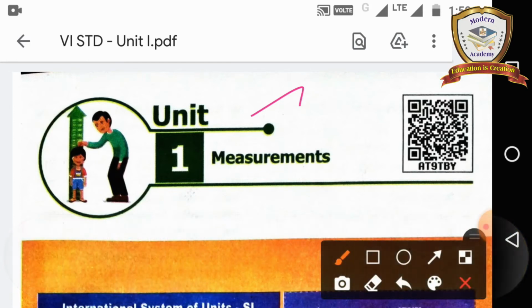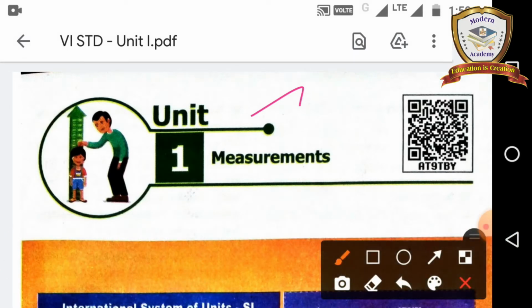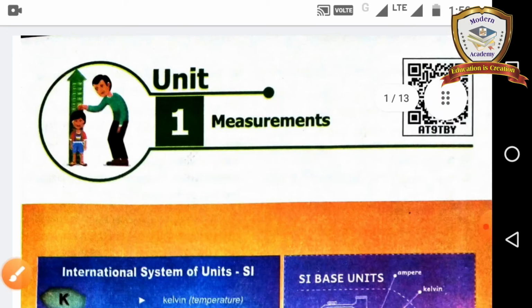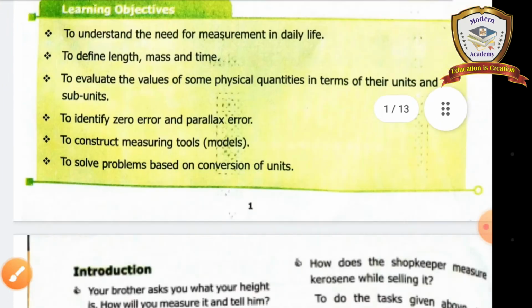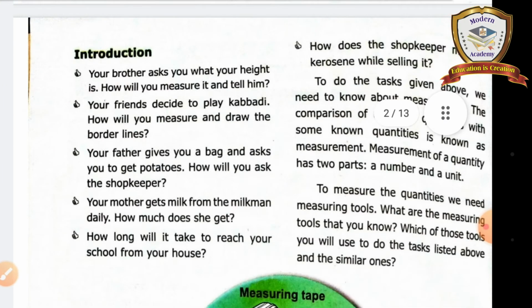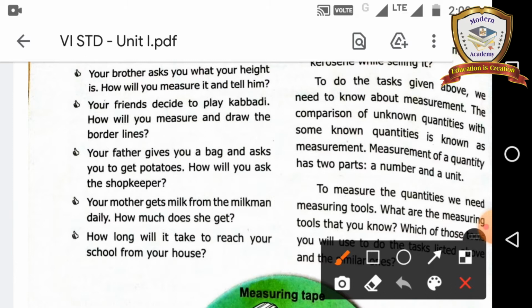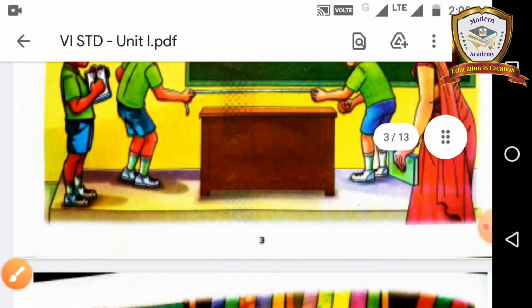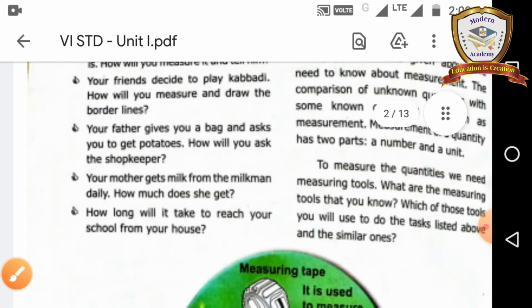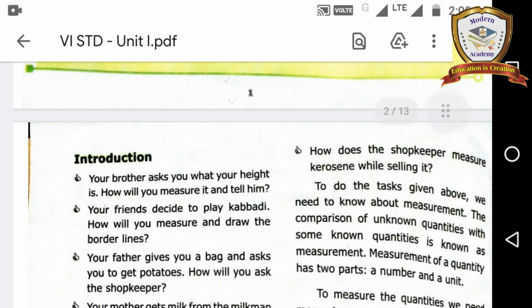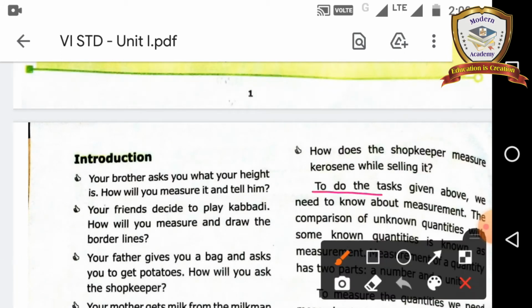Today we have discussed the basic concept of measurement lesson, right? So this is your page number 1. Turn to page number 2, starting from this topic, that is introduction. I will start to read from this page.